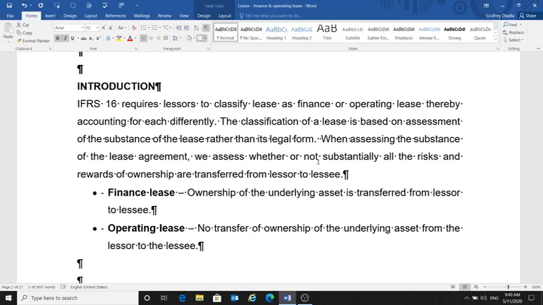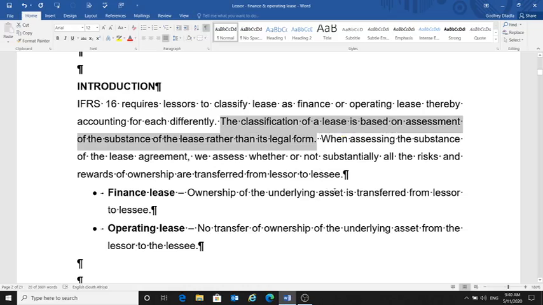Now, you'll see that here they are saying the classification of a lease is based on the assessment of the substance of the lease rather than the legal form. So what they're simply saying here is that in accounting, we report on the economic substance of a transaction. In taxation, they report on the legal form. Now, what is the difference here?